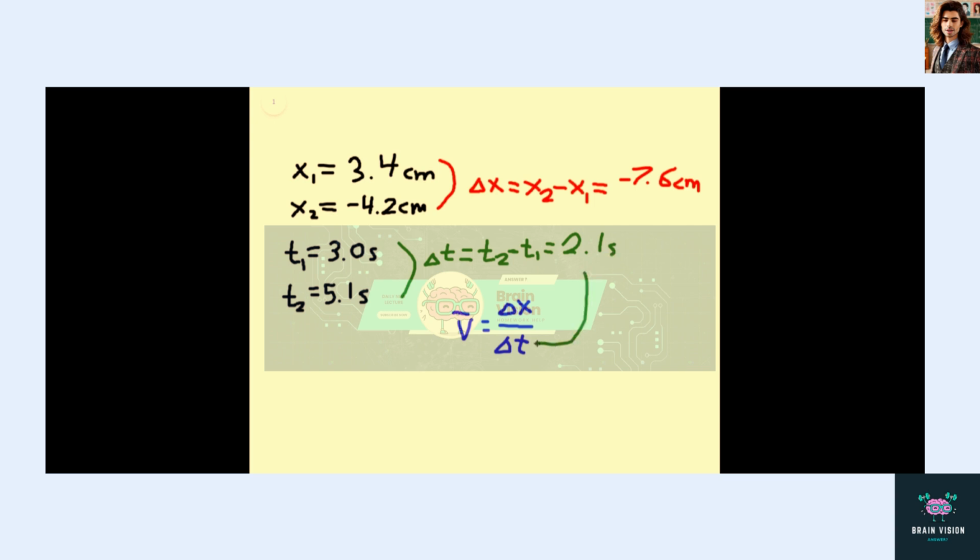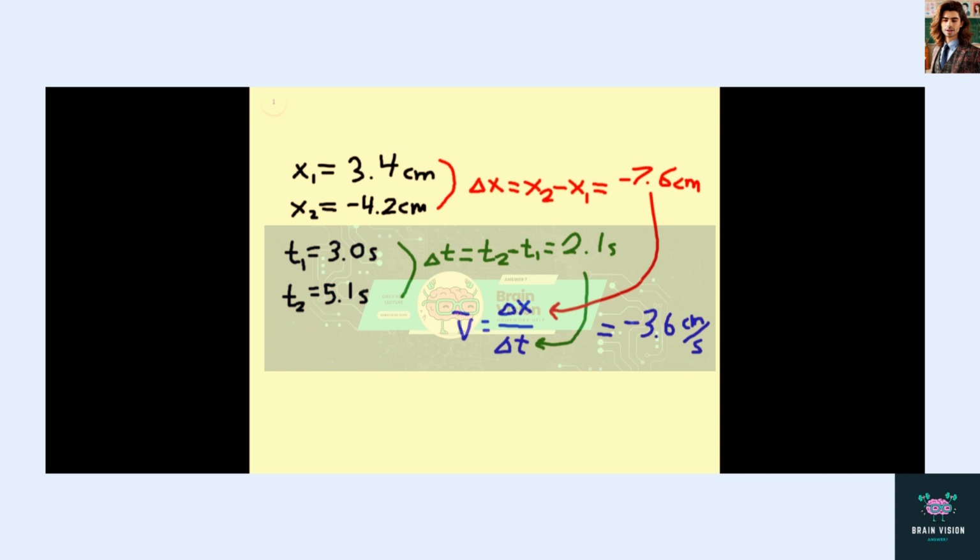All right, so you plug that in for delta t, plug your minus 7.6 centimeters in for delta x. You divide the two, you've got some centimeters divided by some seconds, so we expect our answer to be in centimeters per second, and you end up with minus 3.6 centimeters per second. And so that is our average velocity as requested.